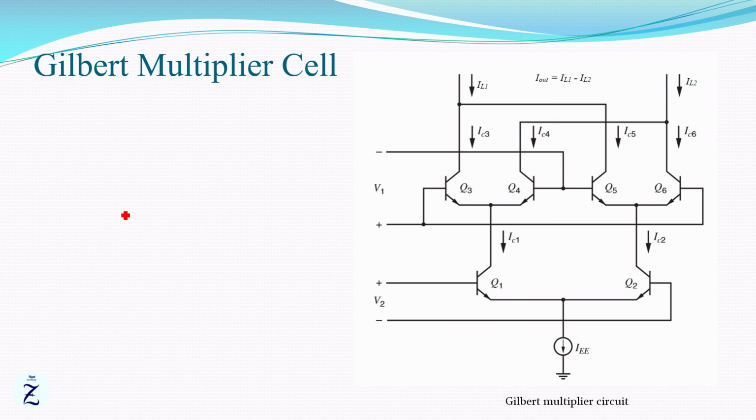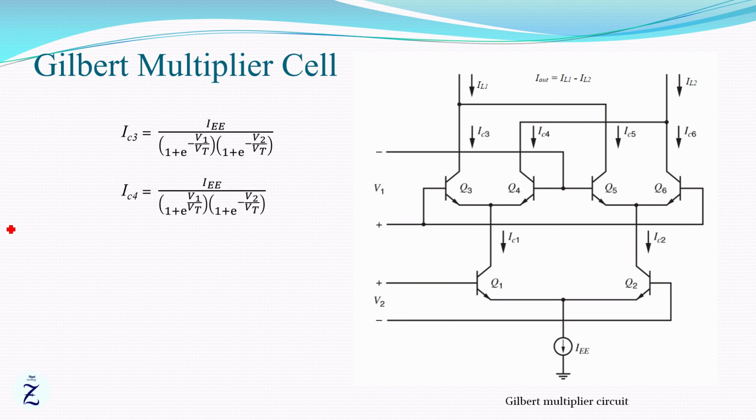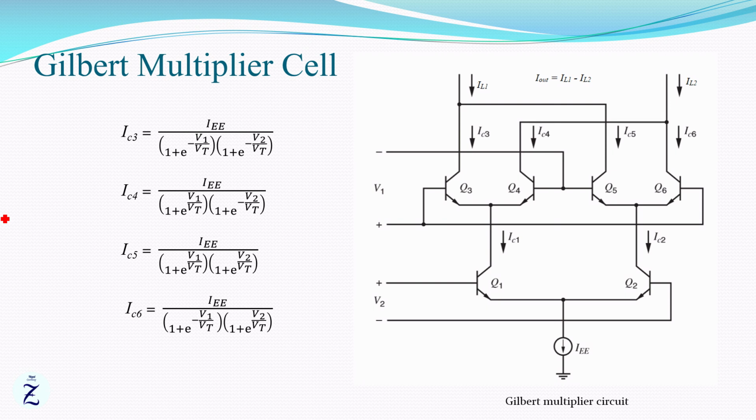Hence, we obtain the expression for the collector currents as IC3 is equal to IEE divided by 1 plus e raised to minus V1 divided by Vt into 1 plus e raised to minus V2 divided by Vt, and IC4 is equal to IEE divided by 1 plus e raised to V1 divided by Vt into 1 plus e raised to minus V2 divided by Vt. IC5 is equal to IEE divided by 1 plus e raised to V1 divided by Vt into 1 plus e raised to V2 divided by Vt, and IC6 is equal to IEE divided by 1 plus e raised to minus V1 divided by Vt into 1 plus e raised to V2 divided by Vt.